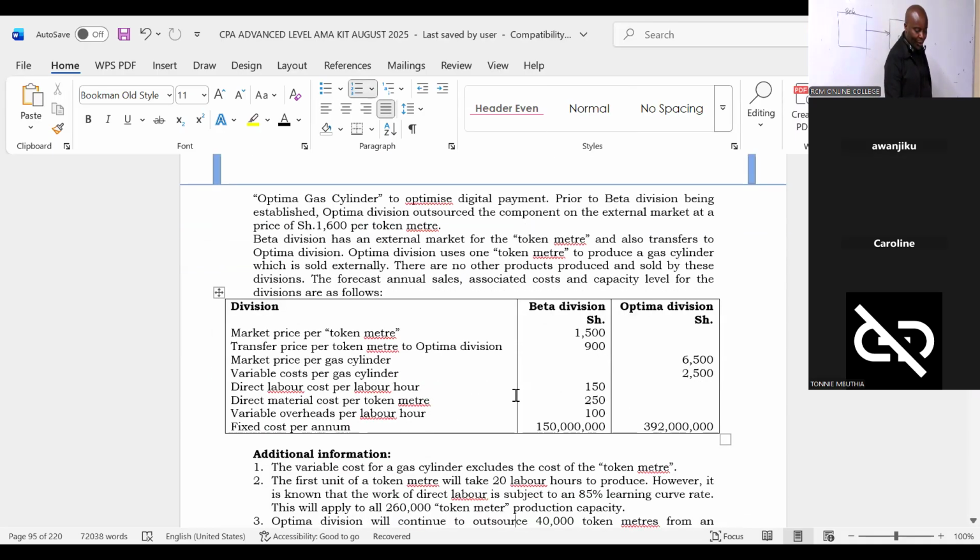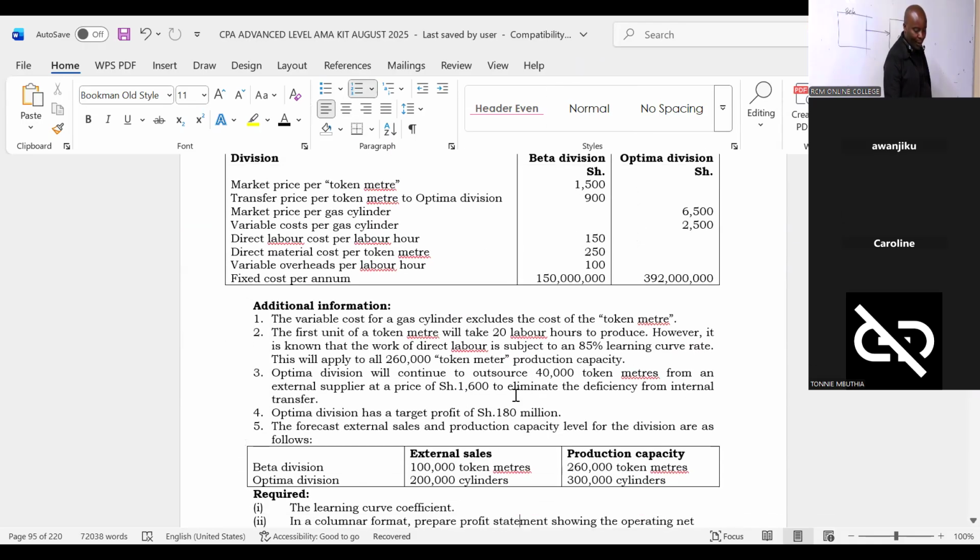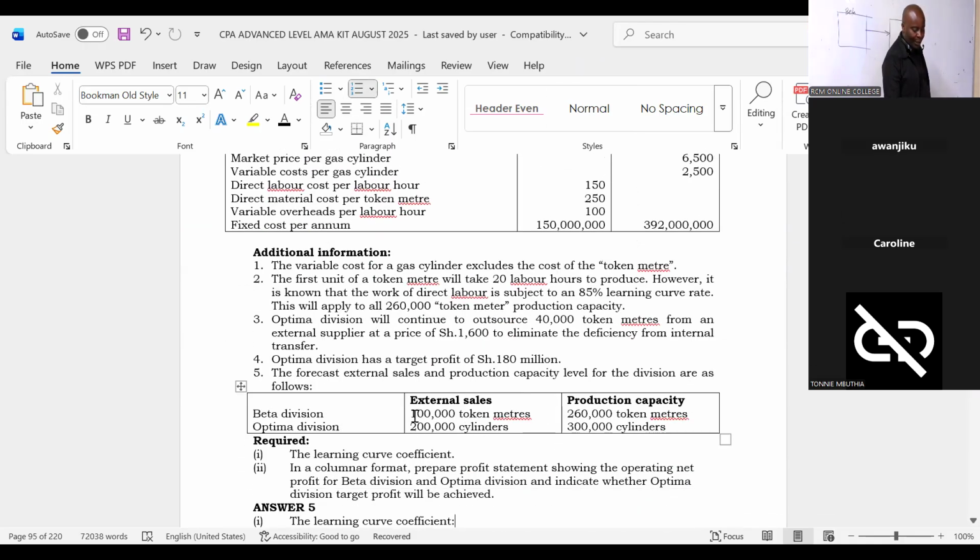Come to the capacities. You can see Beta has external sales of 100,000, and then Optima has 200,000 cylinders external.